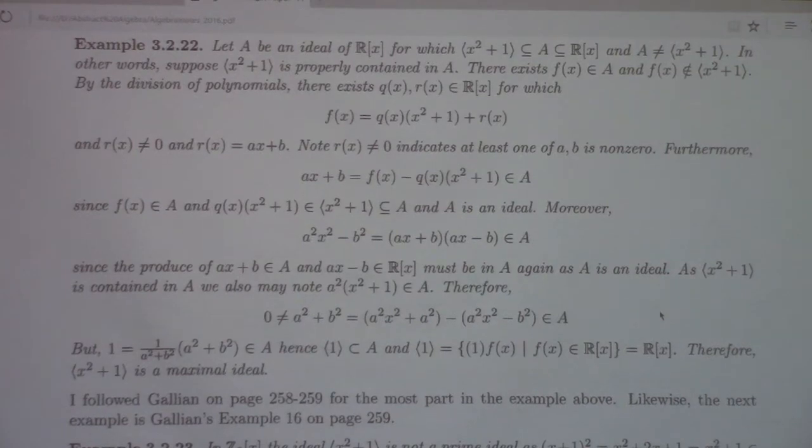This I haven't worked out yet. This I mentioned last class, but I haven't gone through it with you guys. I want to go through it with you. So if we have an ideal, I want to prove that x squared plus 1 is maximal. All right.